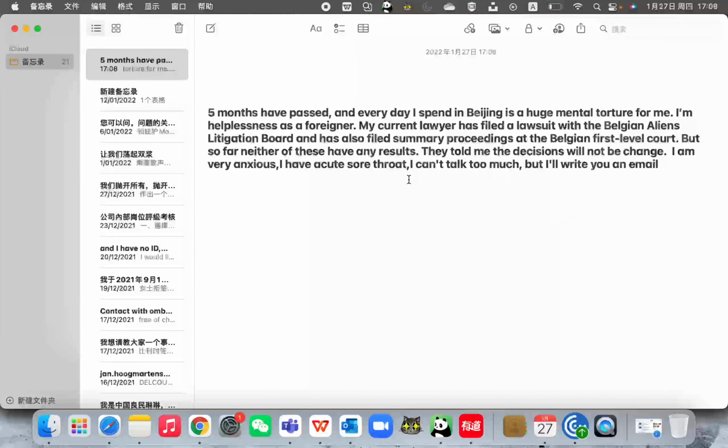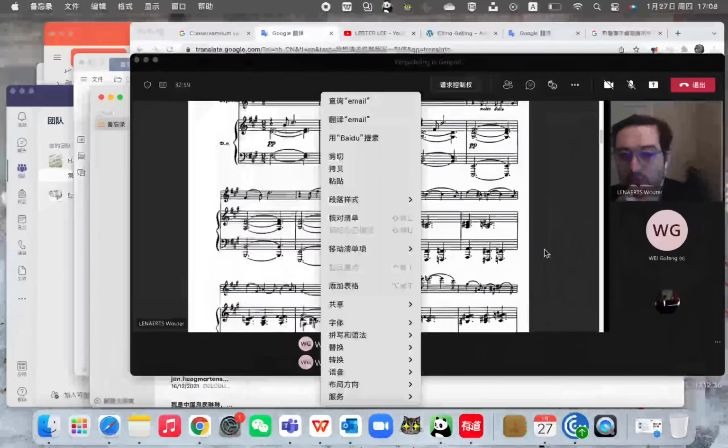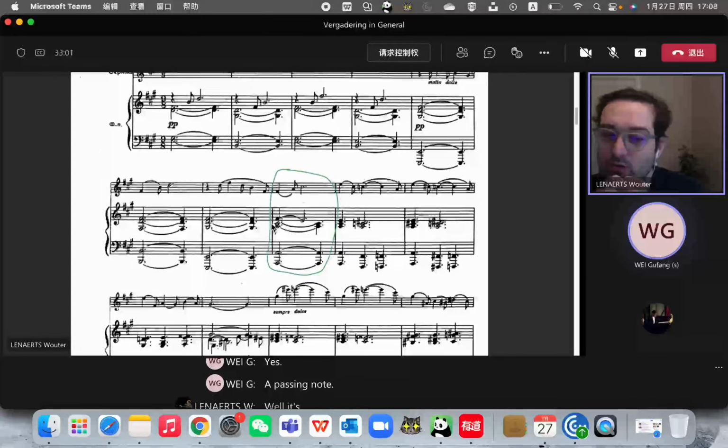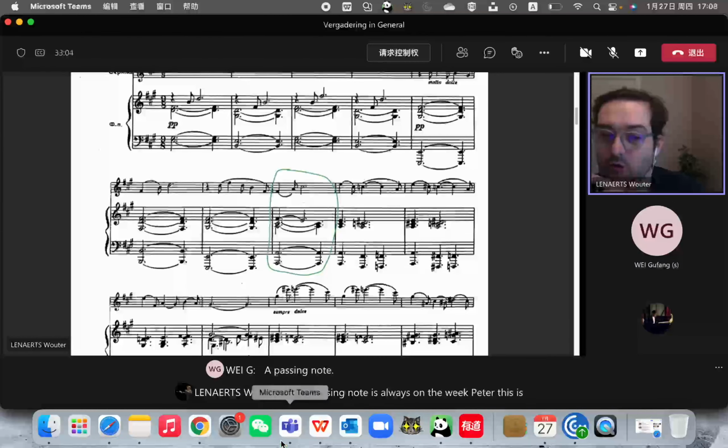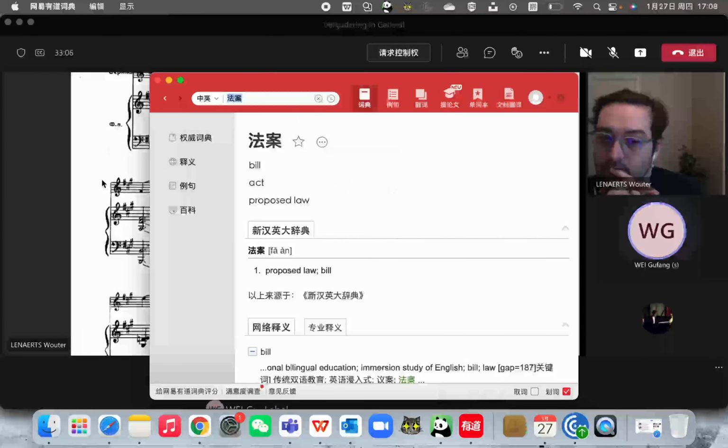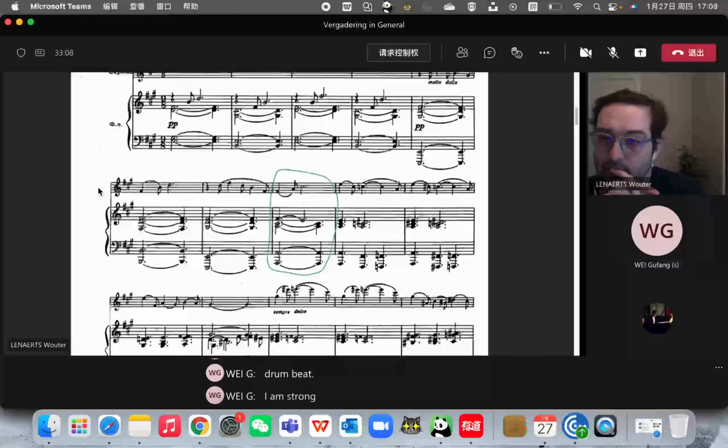So I think it's a tonica. That's the function. Yes, it's a tonica, both together. But if we just look at the music and we say fa mi, how do we call the fa? Passing note. Well, a passing note is always on the weak beat, and this is on the strong beat. Suspension note.